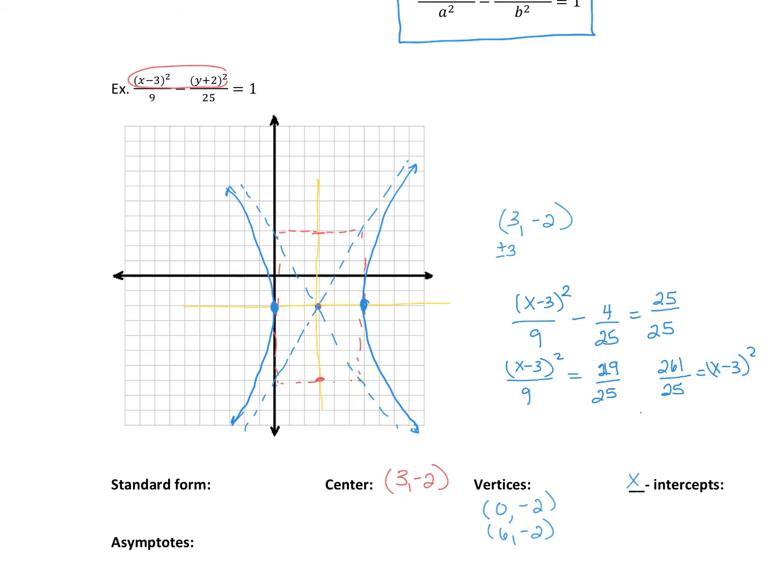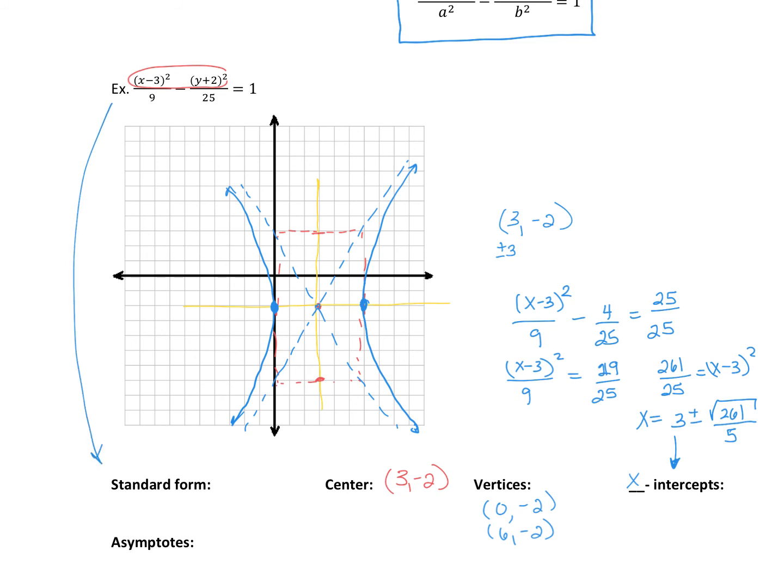So we're going to get our x-intercepts are 3 plus or minus the square root of 261. And if we take the square root of 25, we'll get that 5. So these are our x-intercepts. It was already in standard form. And let's talk about those asymptotes.